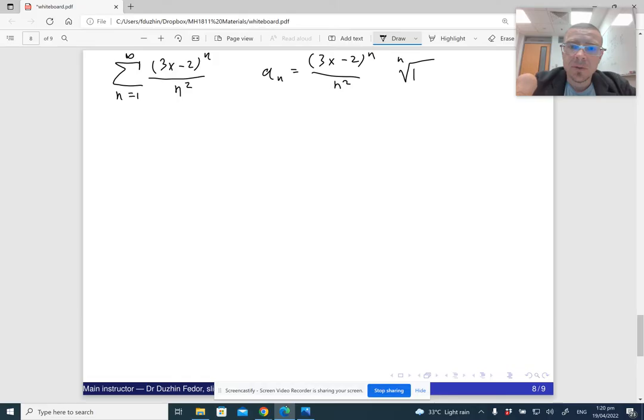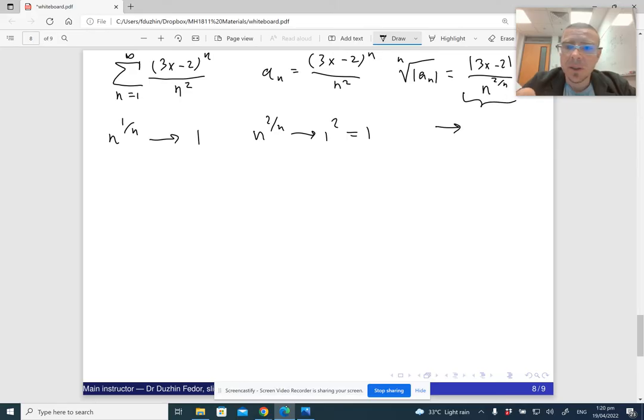So the nth root of the absolute value of a_n is going to be the absolute value of 3x − 2 divided by n raised to the power 2 over n. And we know from the lectures that n raised to the power 1 over n goes to 1 as n goes to infinity. So here it is squared, which is still 1. So the limit of this thing is just the absolute value of 3x − 2.